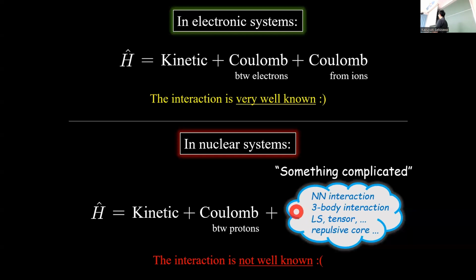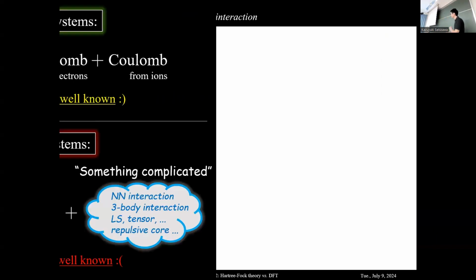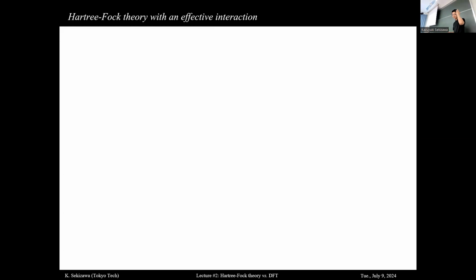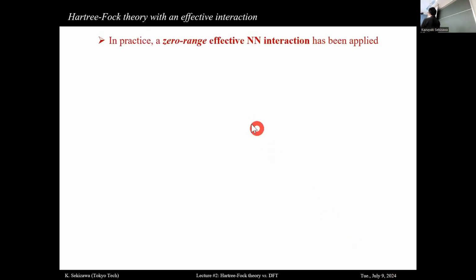So from the beginning, especially in the 70s, it was unclear how to model the interaction. So people started thinking about the effective interaction with Hartree-Fock theory.